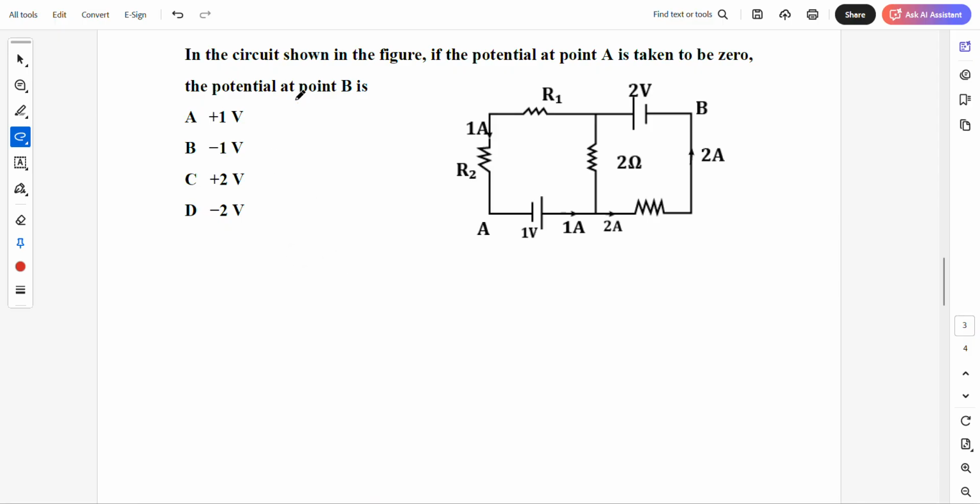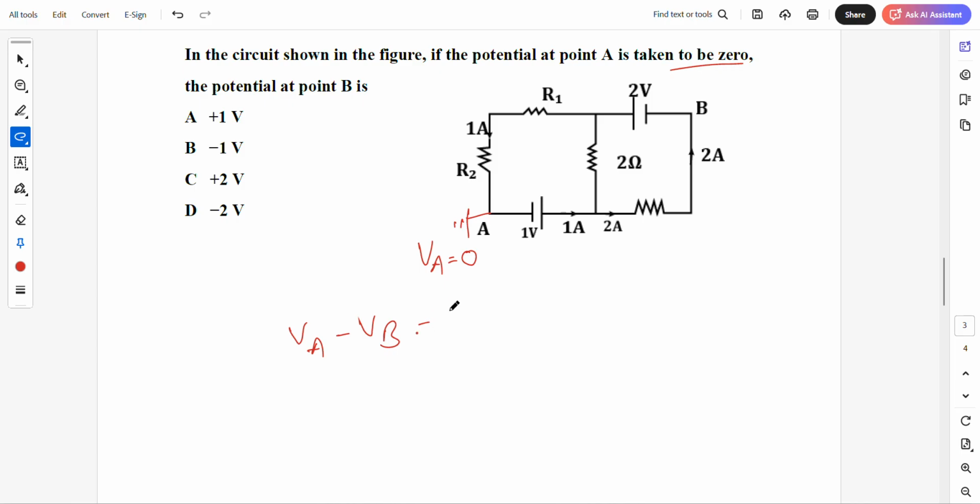What it is saying: in the circuit shown in the figure, the potential at point A is 0. They have given that the potential at A is 0, this is grounded, VA is equal to 0. It is earthed, and the potential of earth is 0. The potential at B: if I move from A to B, that is called VA minus VB.